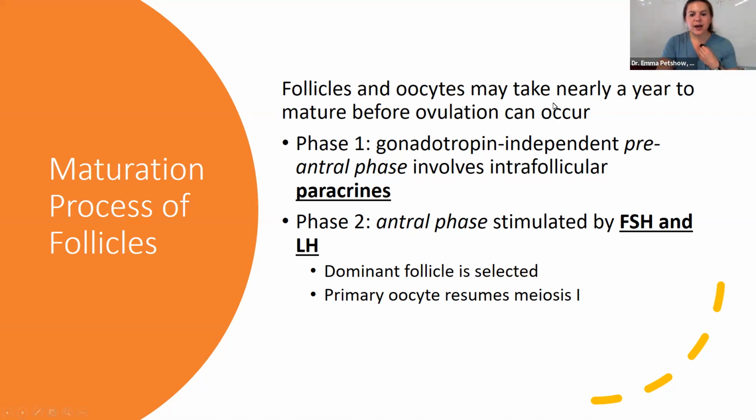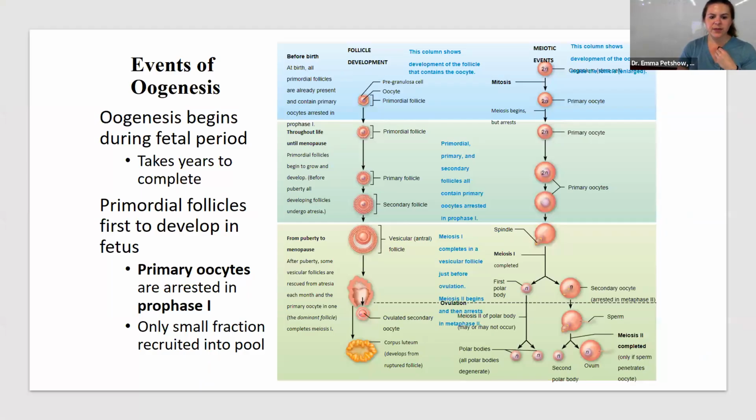Follicles and oocytes can take up to a year to mature before ovulation can occur. You have two phases. Phase one is your gonadotropin-independent phase, the preantral phase. It involves paracrine signaling, local signaling. Phase two is your FSH-LH signaling. That's once your anterior pituitary is activated post-puberty, right? That's when your dominant follicle is selected and your primary oocyte resumes meiosis 1.